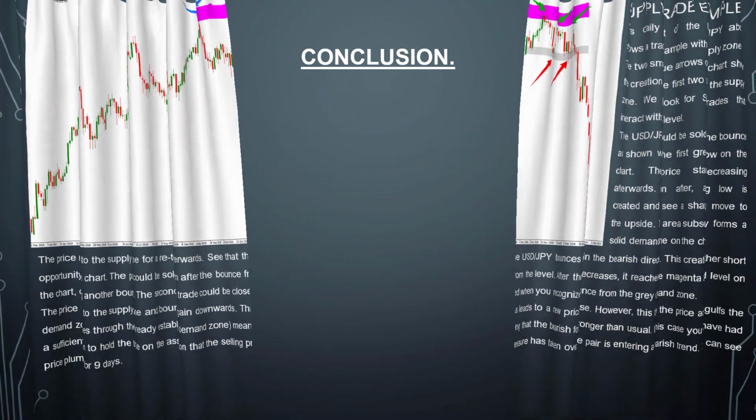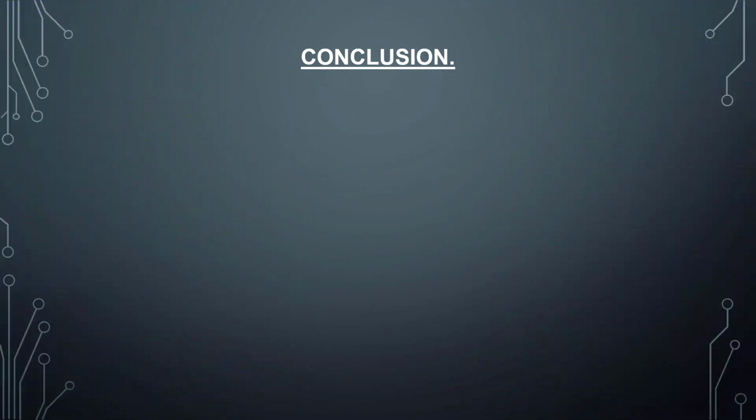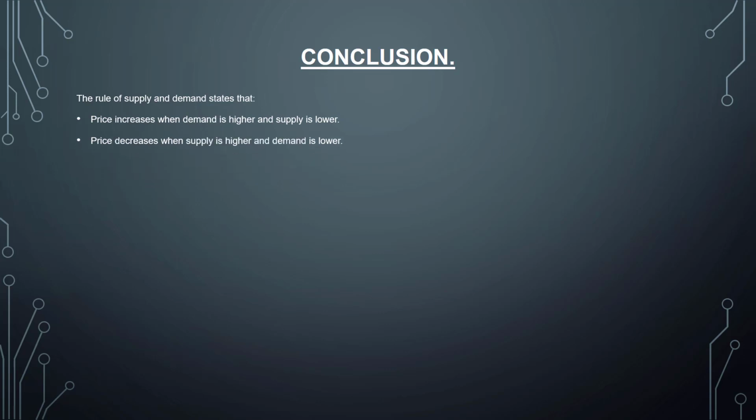Now, to conclude the section, let's point out the most important things to take from this section. The rule of supply and demand states that price increases when demand is higher and supply is lower. Price decreases when supply is higher and demand is lower.